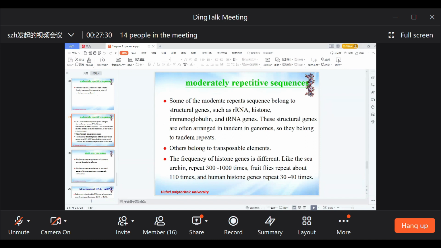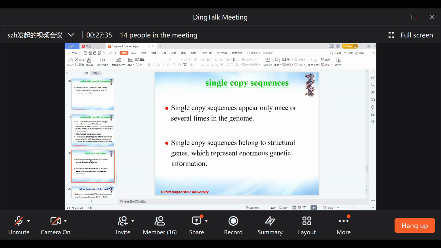And the last kind of sequence is the single copy sequence. You can see it appears only one time or several times in the genome. This kind of sequence we call the single copy sequence. This belongs to the structure gene. Except for these four kinds of genes, all are structure genes. It is a single gene sequence.